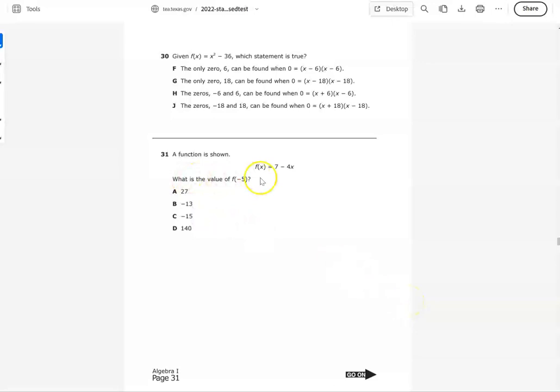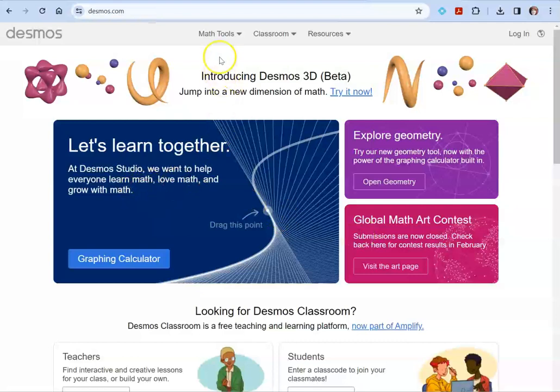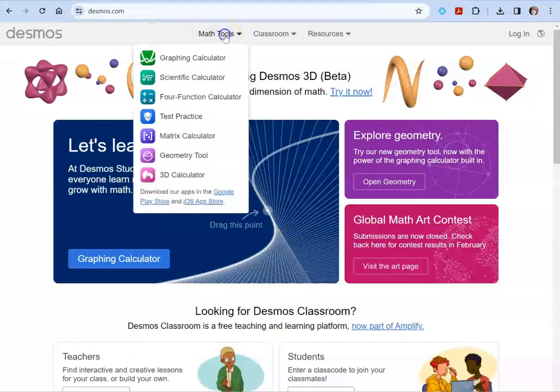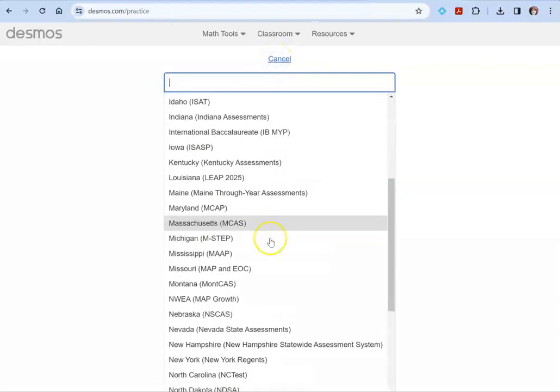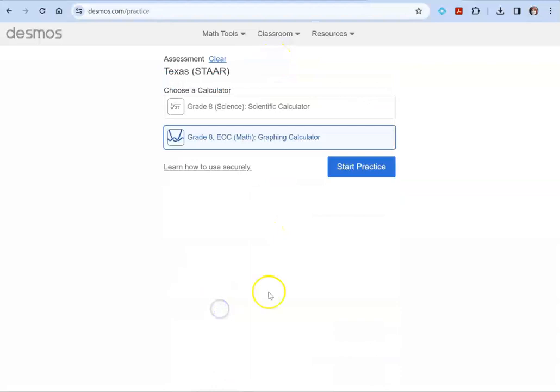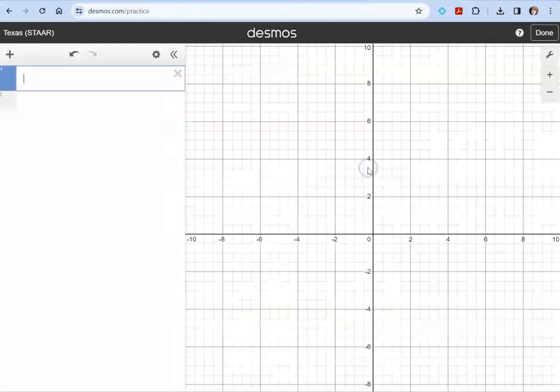It's a basic function, f of x equals 7 minus 4x, and you're going to evaluate the function at -5. To do that, we're going to use the STAAR version of the Desmos Graphing Calculator. So go to desmos.com. When you get to desmos.com, you'll click on Math Tools at the top. You will click on Test Practice. At the top, choose your assessment, scroll down to Texas STAAR, and then click Start Practice. This is the graphing calculator we'll use for all 5 items on today's practice set.